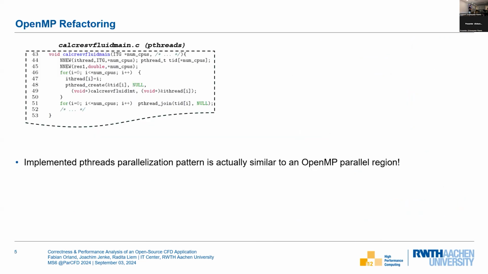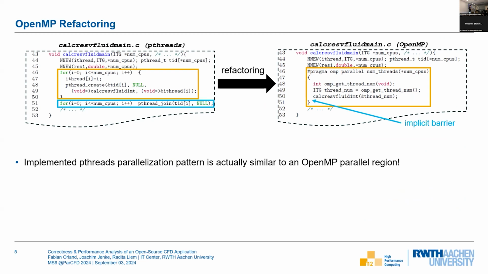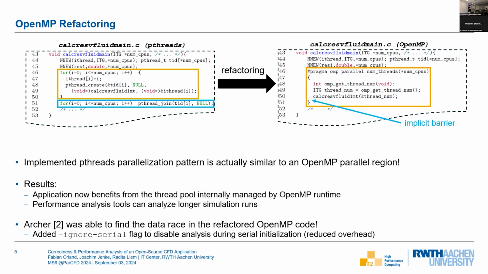And then what we also recognized by looking at this code again was that what was implemented there using pthreads is actually an OpenMP parallel region. So we refactored the whole code to make use of OpenMP parallel regions, such that this whole loop which creates the pthreads is just an OpenMP parallel region, and all of this fork join mechanism is then automatically done by the implicit barrier inside the parallel region. And the result is, of course, that the application can now reuse the threads it creates. It will not create an excessive number of threads anymore, but just reuse, for example, 8 threads all the time.